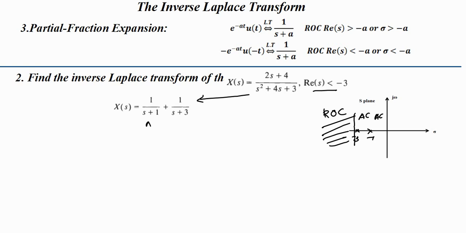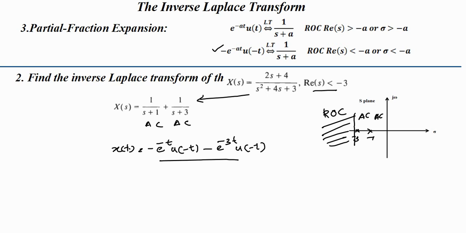So we need to write this in anti-causal form, which means the second equation. You can write x of t equal to minus e raised to minus t into u of minus t, and the other part, minus e raised to minus 3t into u of minus t. So the signal is purely an anti-causal signal. The answer looks similar, but the ROC is different. Now we will discuss another question.